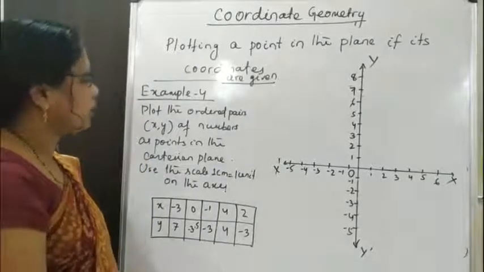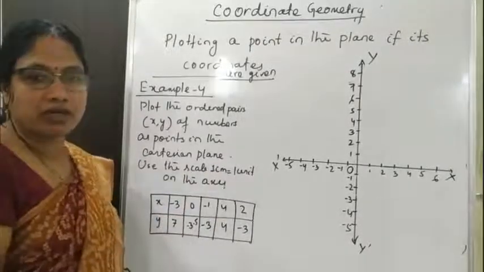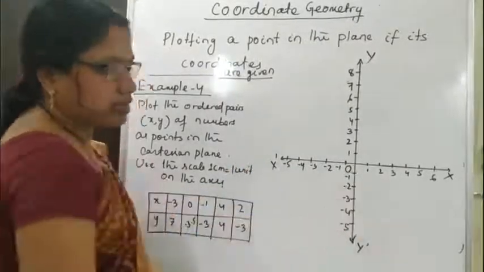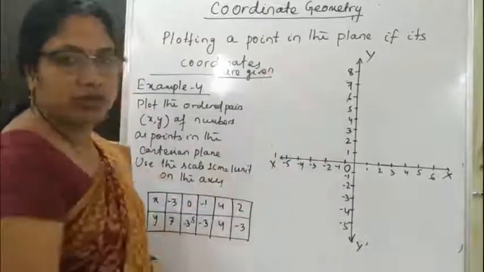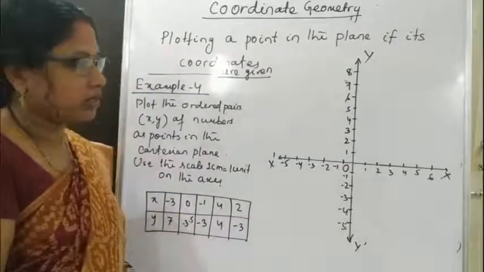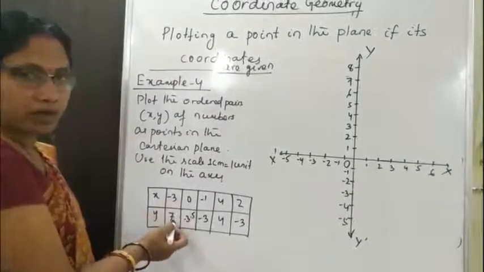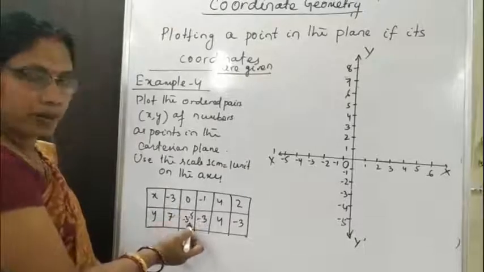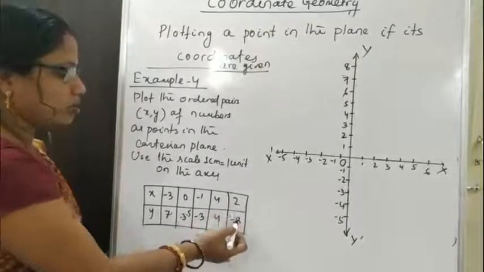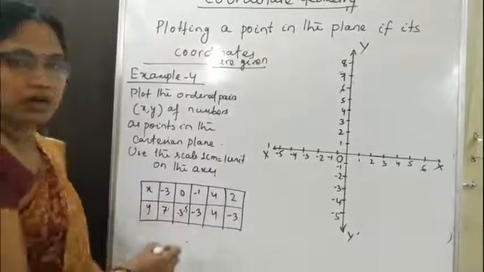So example 4: plot the ordered pairs (x, y) of the given points in the Cartesian plane. Use the scale 1 centimeter equals 1 unit on the axis. So here this is our Cartesian plane. The horizontal axis is X'X and the vertical axis is Y'Y. The unit on both axes is 1 centimeter equals 1 unit. So we have to plot the ordered pairs (-3, 7), (0, -3.5), (-1, -3), (4, 4), and (2, -3). So here the first values are the x coordinates and the second values are the y coordinates.